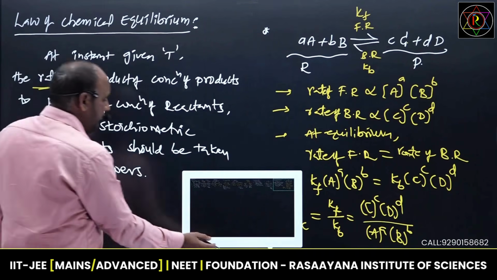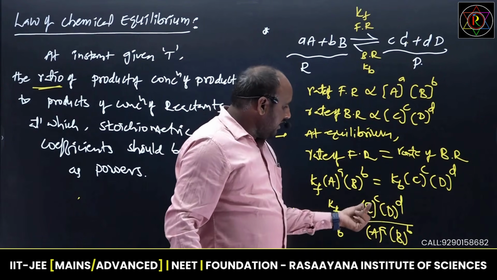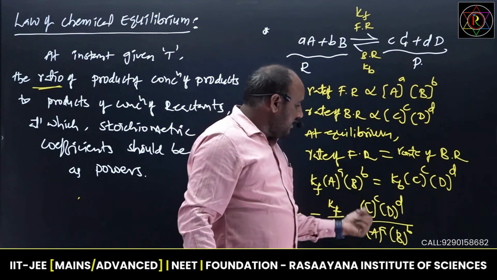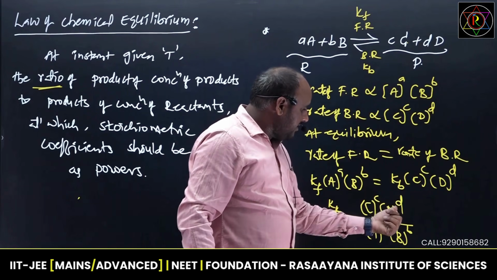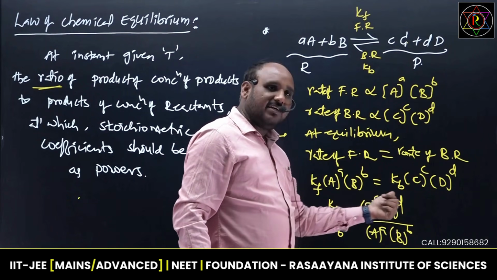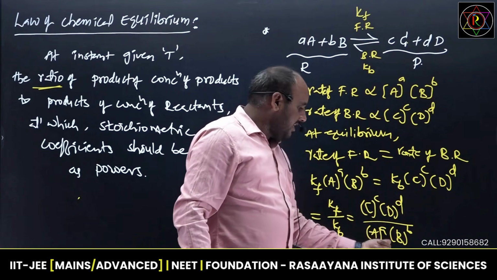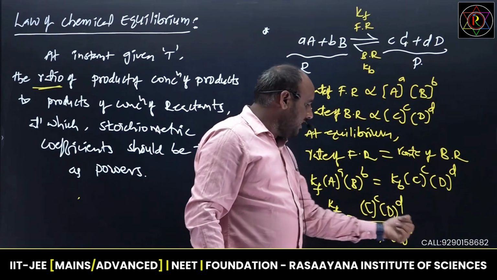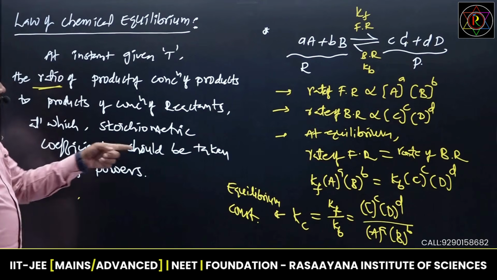So what is the definition of this? The product of concentrations of products with their coefficients written as powers, divided by the product of concentrations of reactants whose coefficients are taken as powers. That is the law of chemical equilibrium.